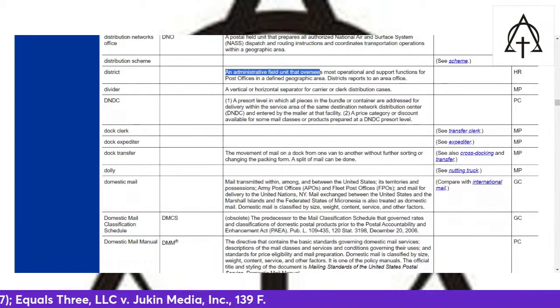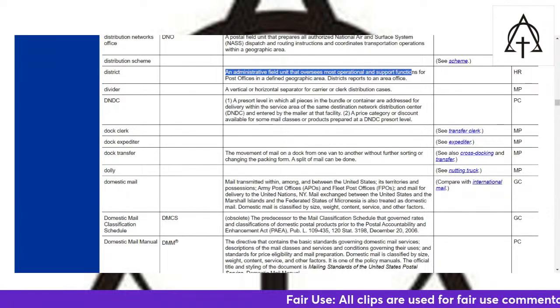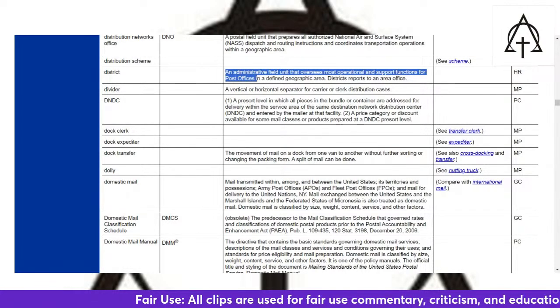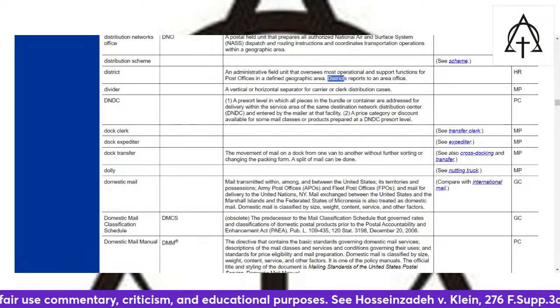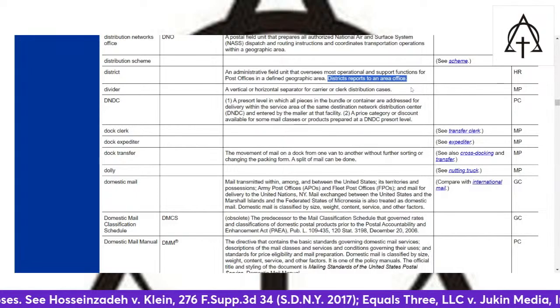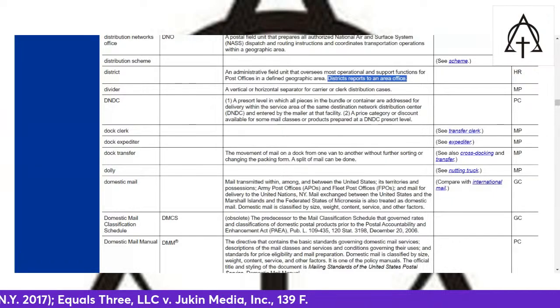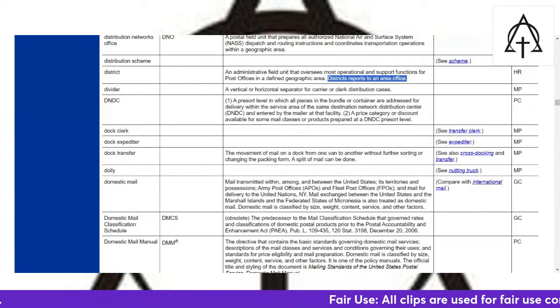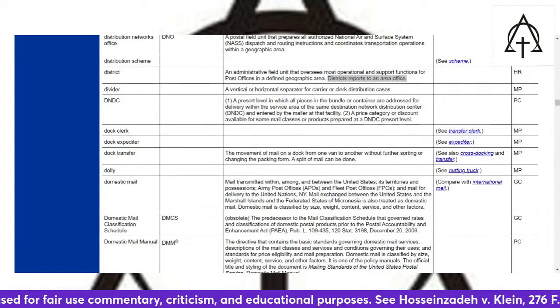District. An administrative field unit that oversees most operational and support functions for post offices in a defined geographic area. Districts report to an area office. Districts, even district courts, that's a defined area within a defined geographic area. Yeah, the district courts of Blackhawk County, that's one court at the county seat, and it covers the entire district. And districts report to an area office.